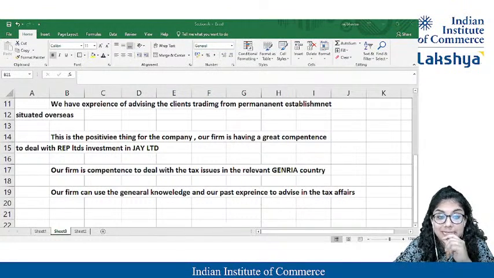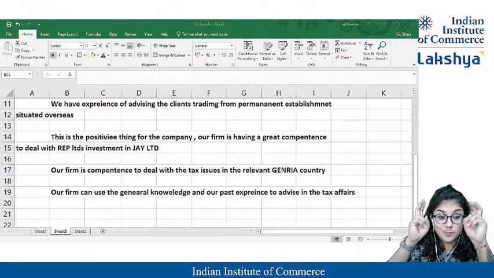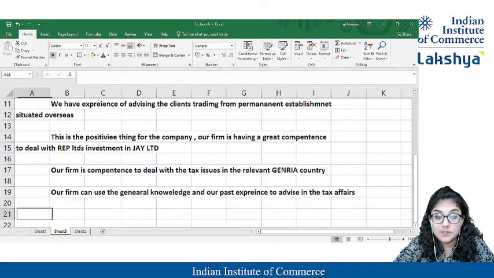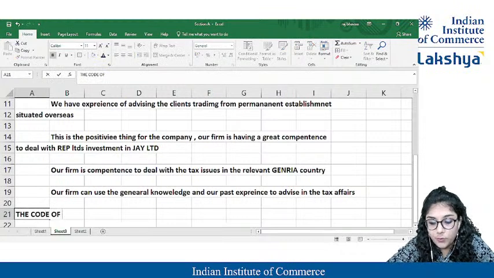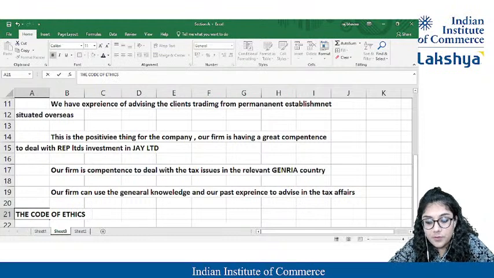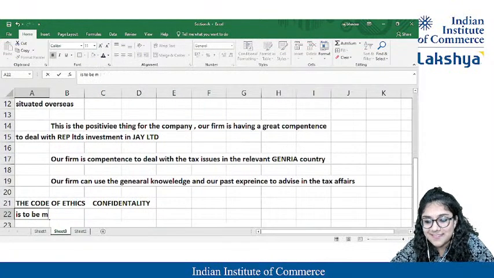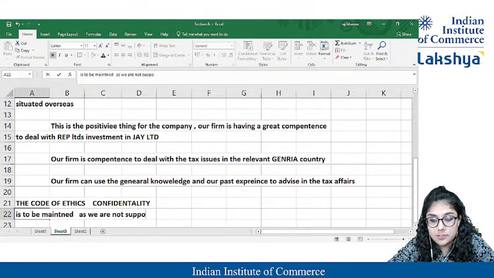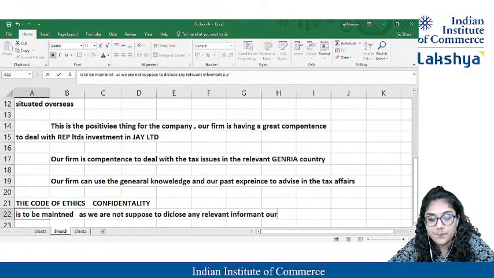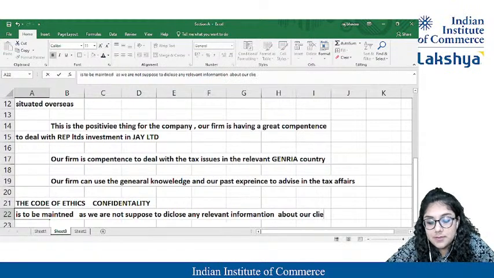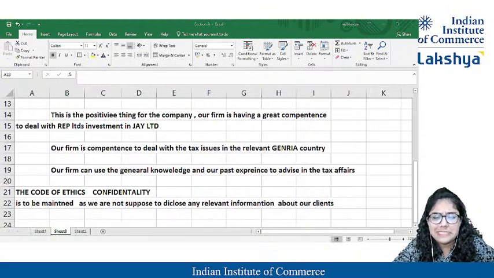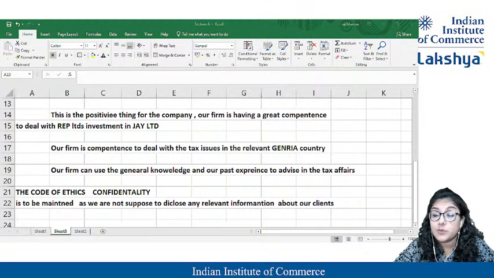But the most important thing you should keep in mind is that it should be ensured our firm cannot disclose the things about my client, and the information should not be leaked. So the ethics which should be followed is the code of confidentiality. We are not supposed to disclose any relevant information about our clients, about the companies' details and all. So this is very important. As per the rules of confidentiality, things are to be maintained.